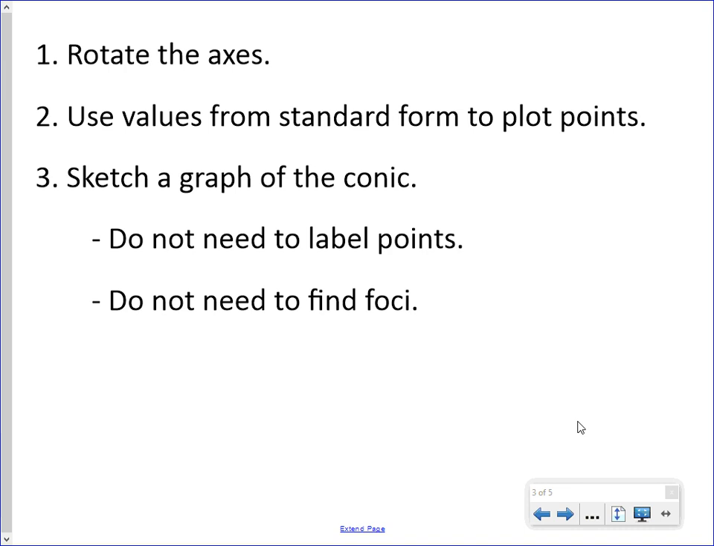You do not have to label the points, so I'm not going to ask you what are the vertices of the ellipse or what are the vertices of the hyperbola. Not a question I ask. You don't have to find foci, so we don't have to do c squared equals a squared plus b squared or c squared equals a squared minus b squared. None of that happens. All we do is get the points we need to get the shape, draw the shape, and be done. So it's a lot less work. I'd say a graph for your rotated conic should take 2 minutes, compared to a graph for a regular conic.